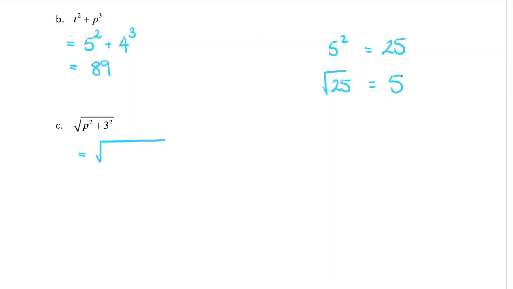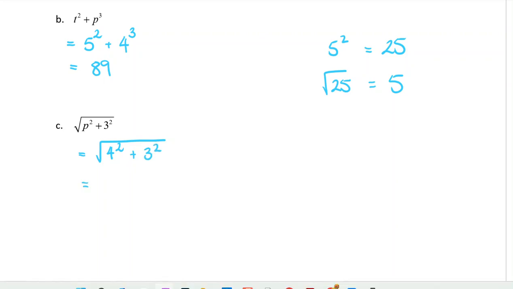Now, you don't have to be able to do that in your head. I am going to show you the button on your calculator. So first of all, let's sub in our numbers. So P was 4. So I have 4 squared plus 3 squared.